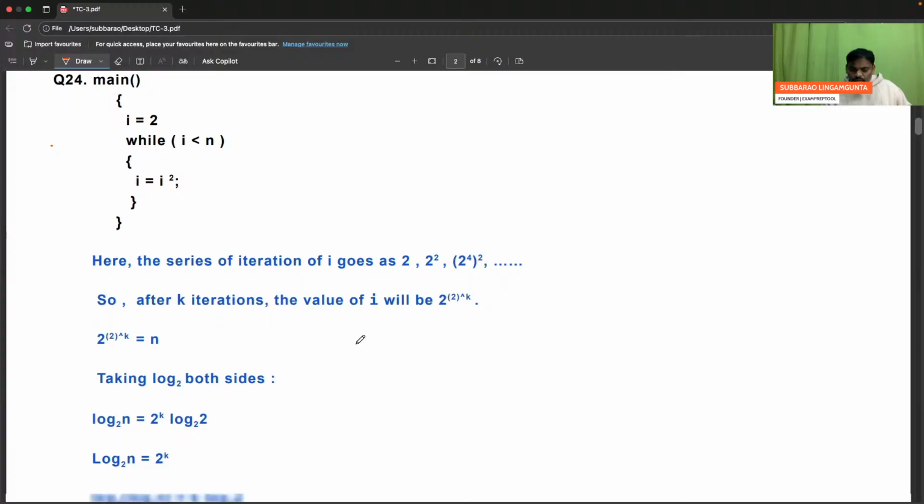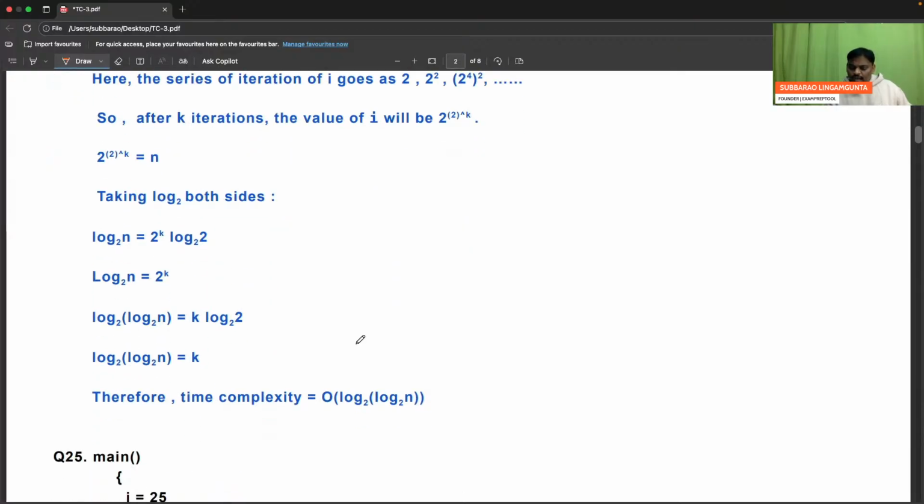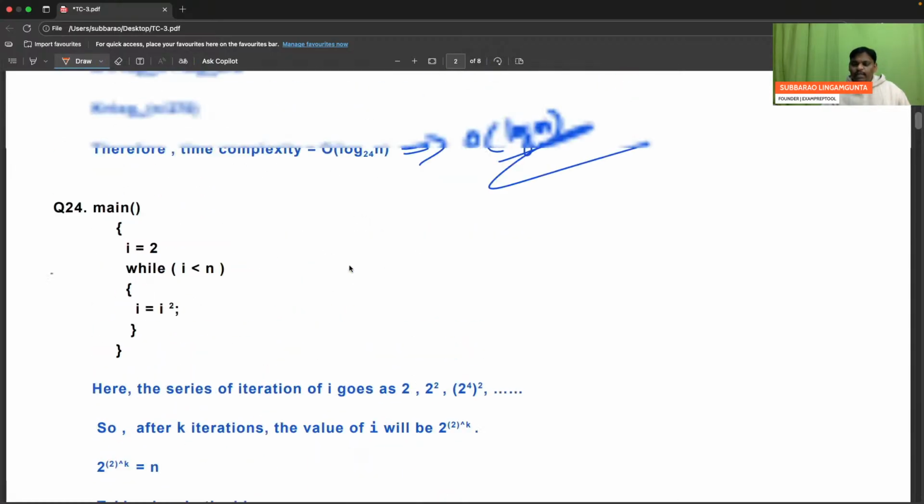A proof is also available. If you want, I will explain it. I already wrote that log n is the answer. If you want, I will give the proof also. I have already written it; I will explain here. Can you see this one?